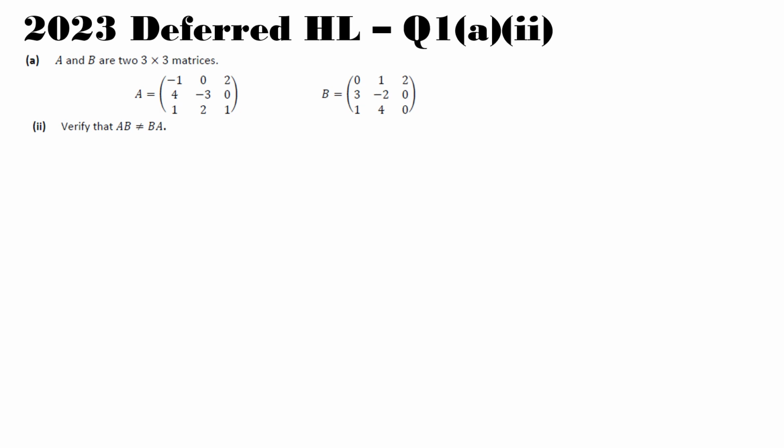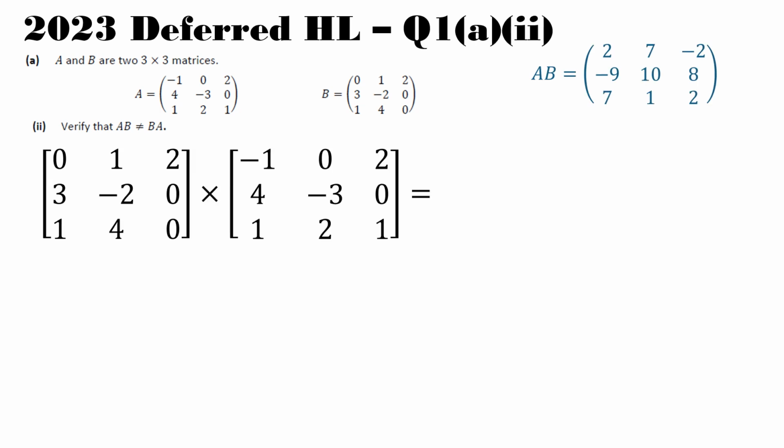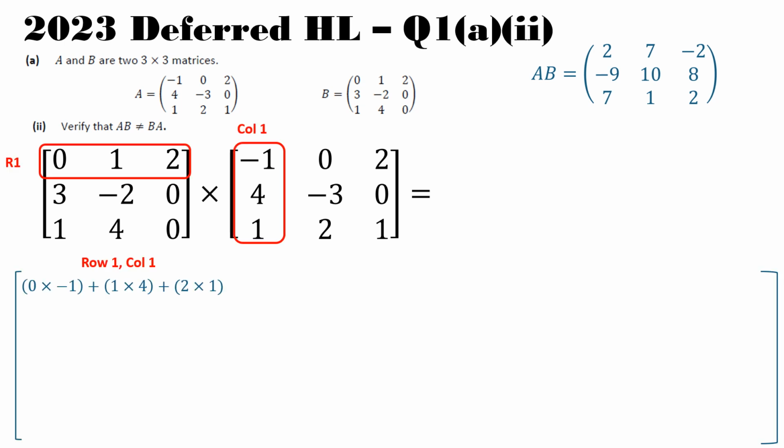The second part of this question asks us to verify that AB does not equal BA. So we have our AB here. To get BA, we flip the order. Remember, matrix multiplication is not commutative. The order is important. So here we've flipped, so B comes first and then A, and we can work it through. So row 1 by column 1 gives me 0 by minus 1, 1 by 4, and 2 by 1. That gives me 6. That entry alone is enough to show that they can't be equal, because for AB, the first entry is 2.